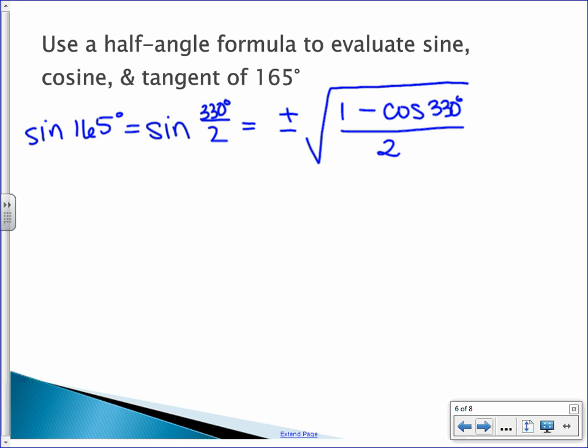Okay? So if we have the sine of a half angle, then it's the same thing as plus or minus the square root of 1 minus the cosine of u all over 2. Now, am I going to choose the positive or the negative? Hold on. What angle are we evaluating? 165, that is where? Second quadrant, is sine positive or negative? It is positive. What is the cosine of 330 degrees? Square root of 3 over 2.